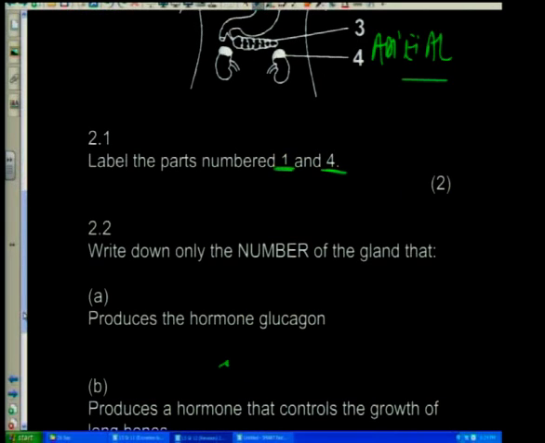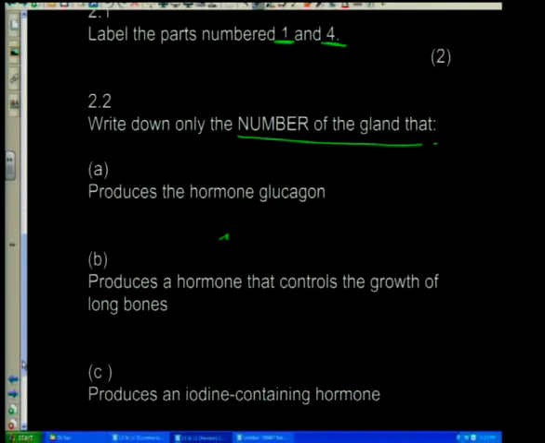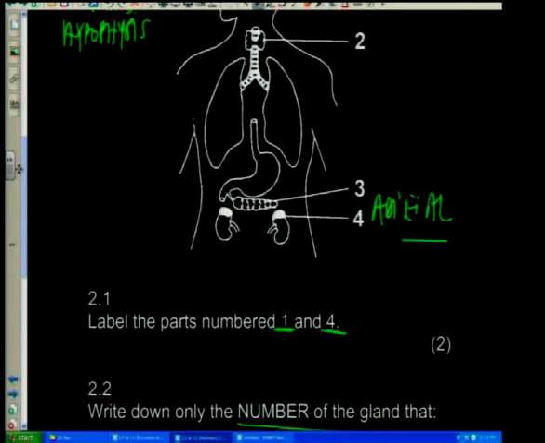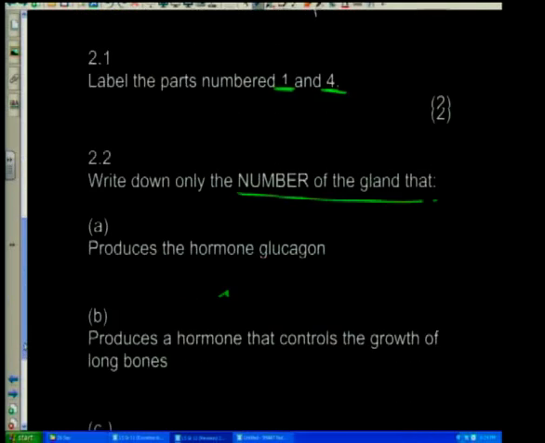Write down only the number of the gland that produces the hormone glucagon. So we're going to level 2. What are the hormones? The gland that produces glucagon. And that would be the pancreas, and in this diagram, it is number 3.